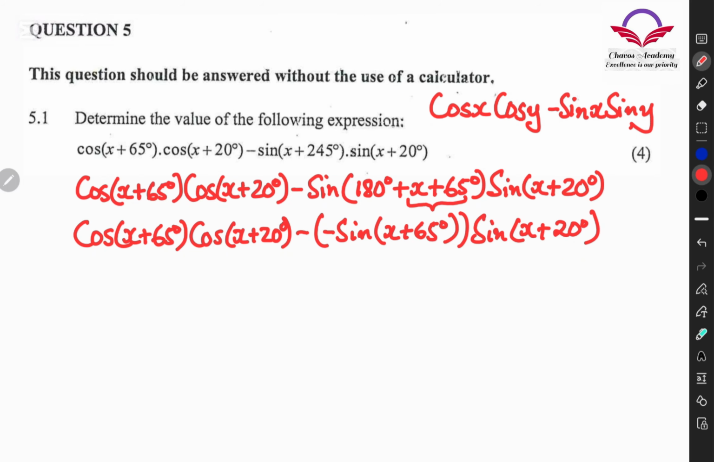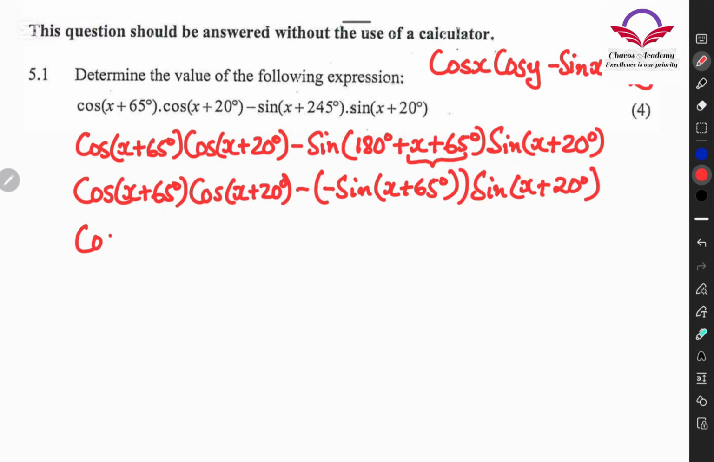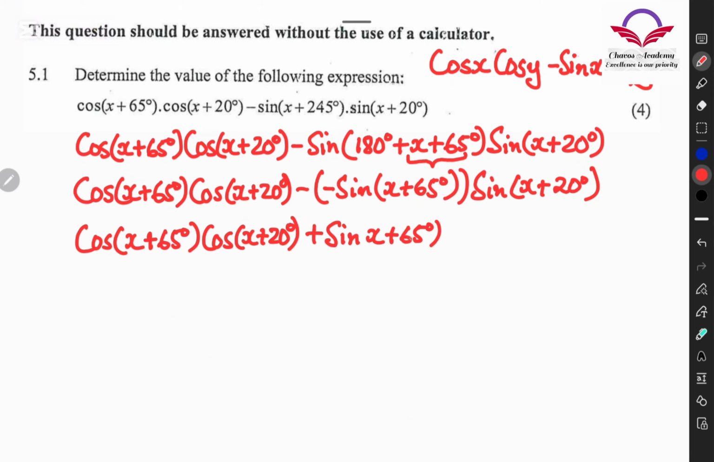Okay, then from there we're still going to have cos of x plus 65, cos x plus 20, plus sine x plus 65, sine x plus 20.